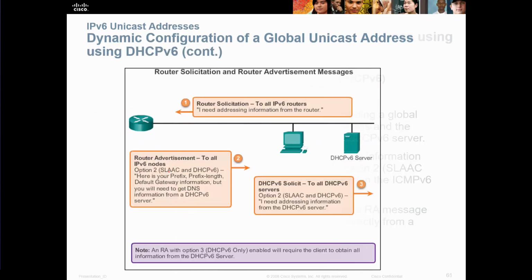If we're looking at dynamic configuration, meaning we're sending them to our DHCP server, our machine will come on and send an RS router solicitation to our router. The router should send an RA that says, hey, go to the DHCP server.